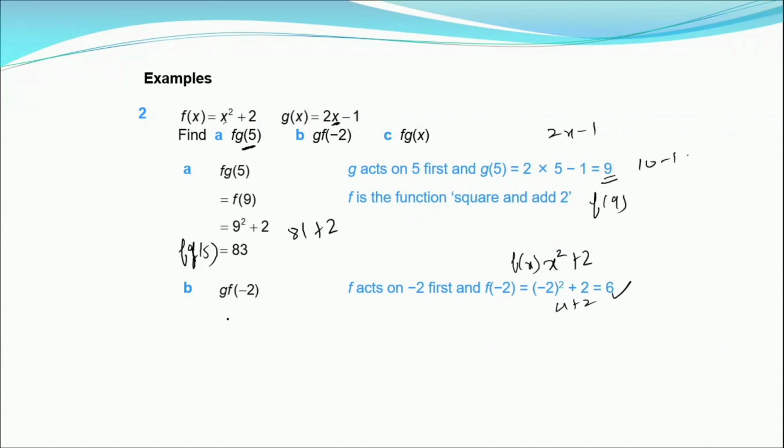Now we'll be finding g of 6. So in the g function, wherever there is x, we are going to put 6. So 2 times 6 plus minus 1. 2 times 6 is 12 and 12 minus 1 we get as 11.